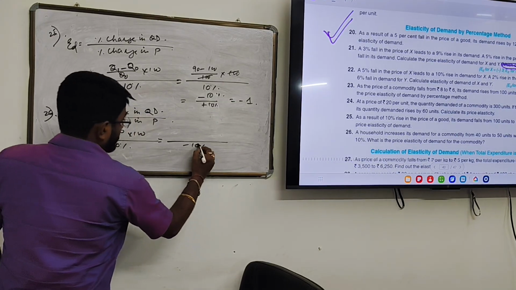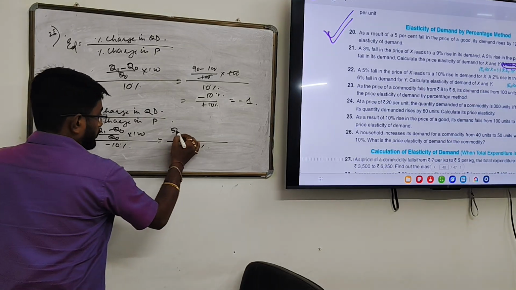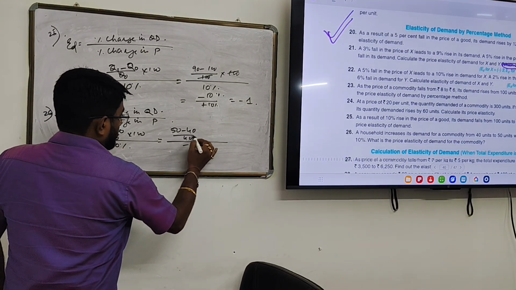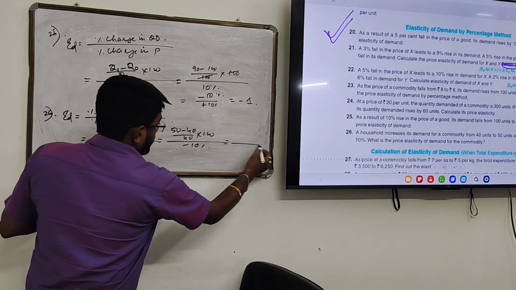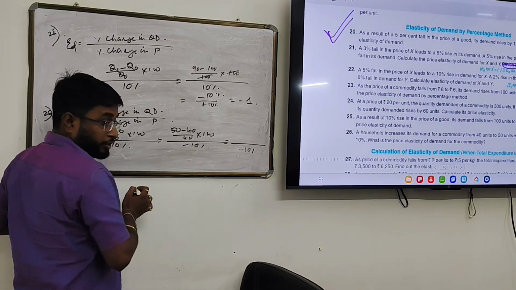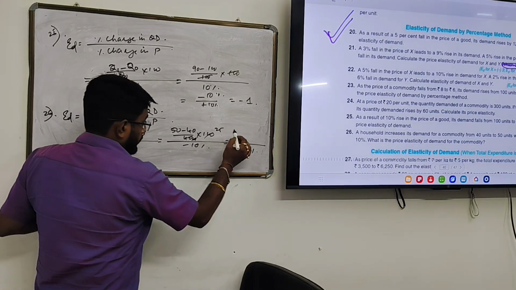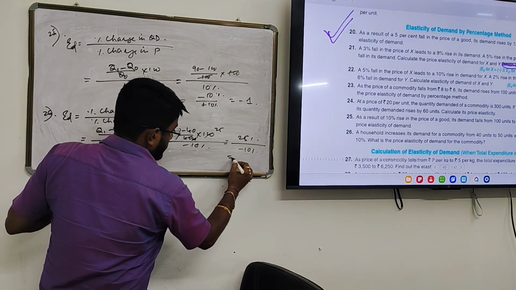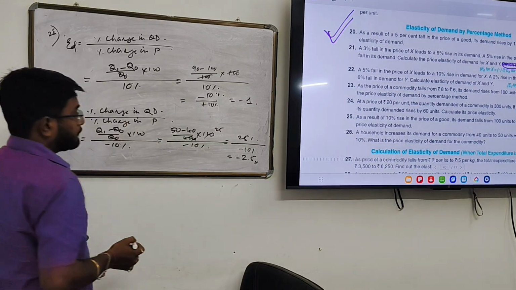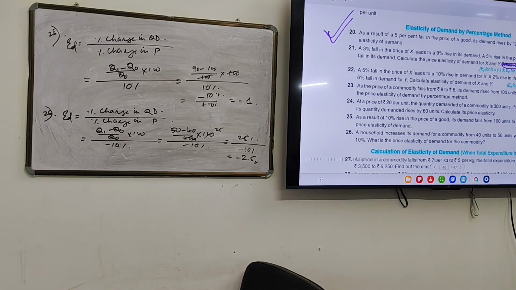Denominator is minus 10%. Tell me, which is Q1 here? 50. Very good. 50 minus 40 by 40 into 100. Denominator minus 10%. Numerator 50 minus 40 is 10. 10 by 40 is 4 and 4 25s, so numerator is 25%. Answer is minus 2.5. So this is all about numericals from elasticity of demand. Clear?